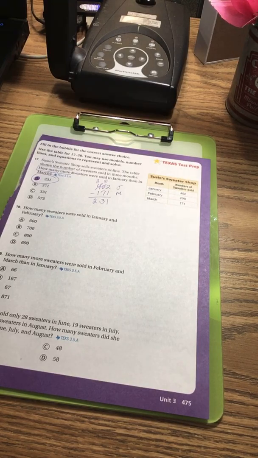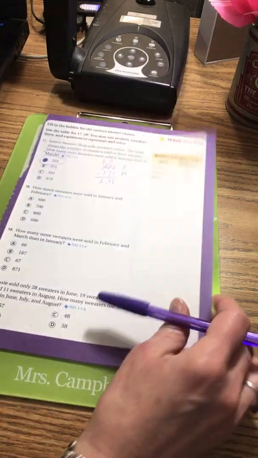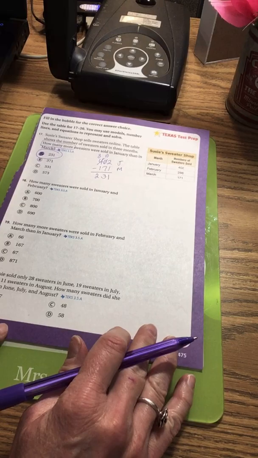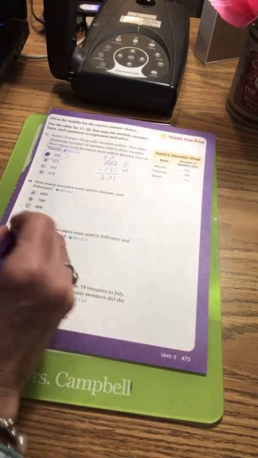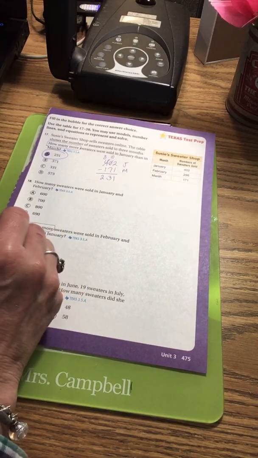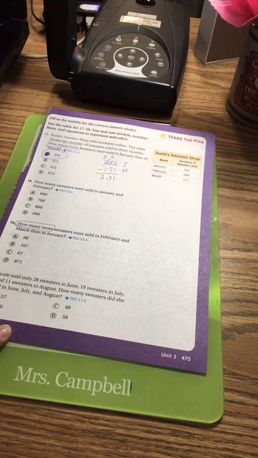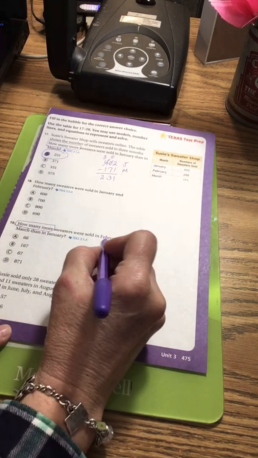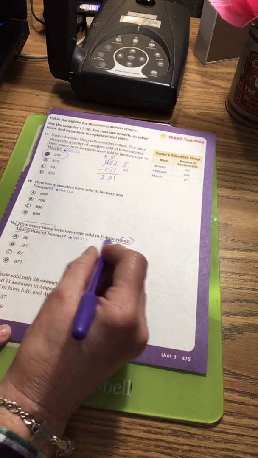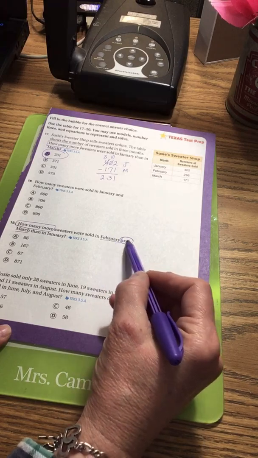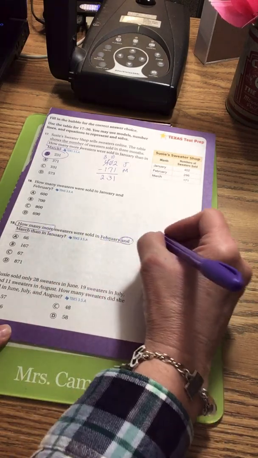Okay, number 19 is down here, and we're still using the chart up here at the top. It says how many more, so somewhere we're going to do what? We're going to subtract. How many more sweaters were sold in February and March than in January? When it says it like this, February and March, you're going to add February and March together.